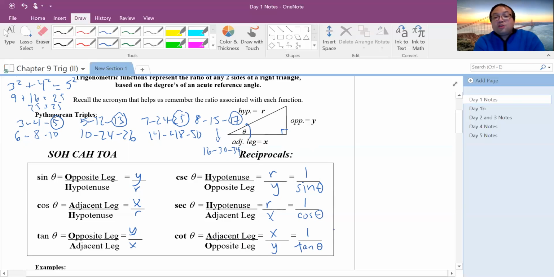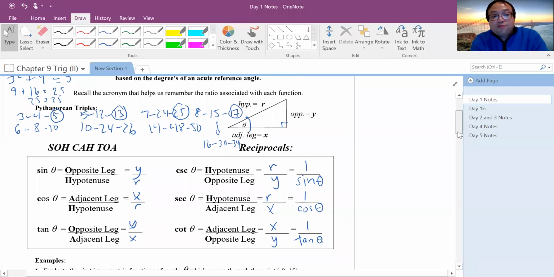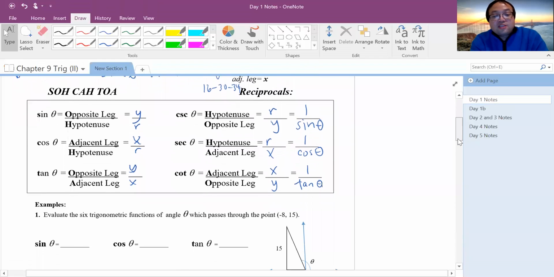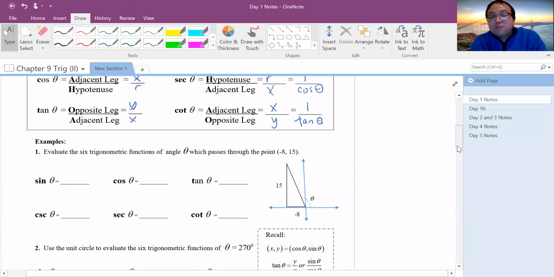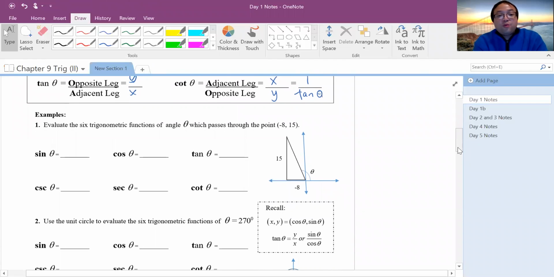So when we do the next set of examples, just keep in mind this is how we're going to set up the ratios for each part to understand which two sides of the right triangle you're working with. Here's your first example. When you see this problem on your homework, by the way, your homeworks are going to be worksheets for the most part, so that's what's nice about these problems. This one, we want to evaluate the 6 trigonometric functions of angle theta. Here's the reference angle. This is my theta, which passes through the point -8, 15.